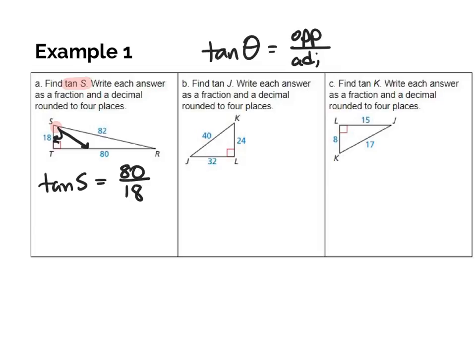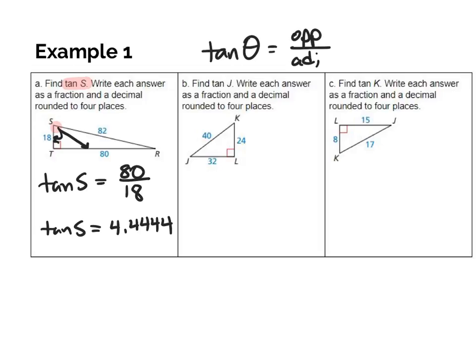to 18. All right, and notice that for that angle, my opposite side is much bigger than 18. And again, all we're going to do is convert that into a decimal. So what it says here is that the tangent of S, if I were to take 80 divided by 18, I'm going to get 4 point, and it says here to round to four places. So I'm going to get 4 point, a whole bunch of fours repeating, okay?